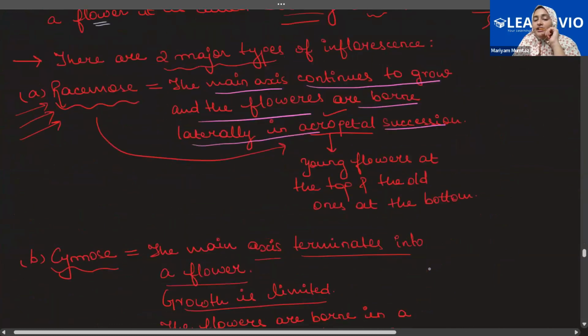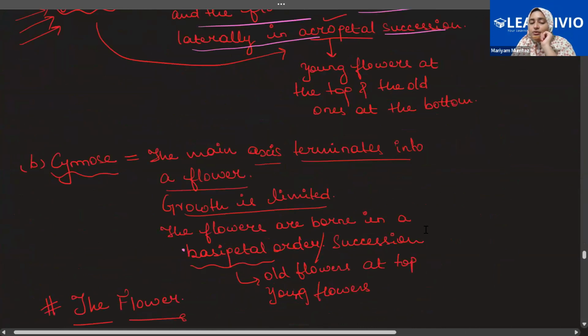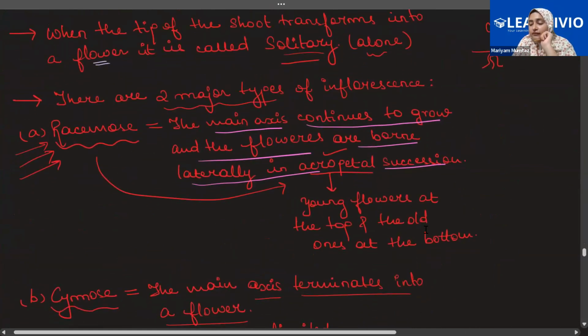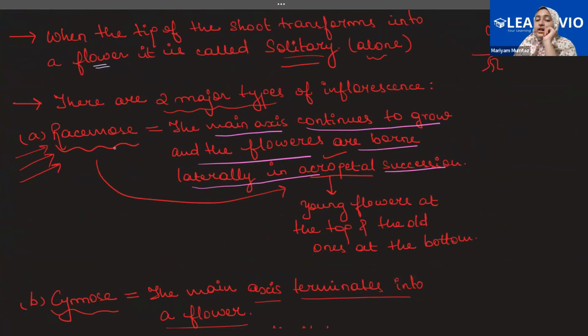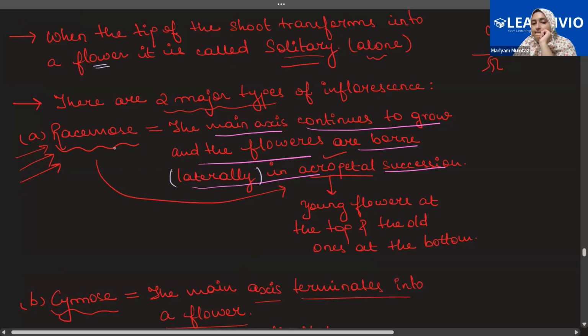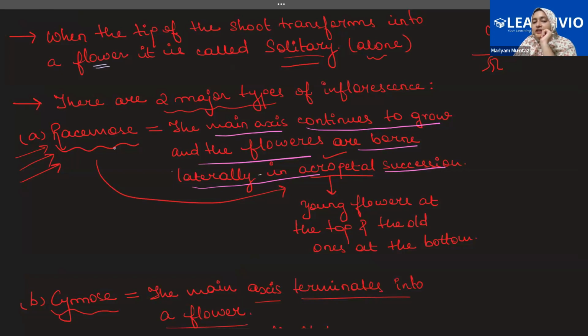Now, talking about the inflorescence, there are two major types of inflorescence. The first one is racemose, the second one is cymose. So racemose and cymose are the two types of inflorescence that we find in the flower. Now, when we talk about the racemose, what happens? The main axis continues to grow and the flowers are borne laterally in acropetal succession. Lateral, what is the meaning of a lateral position, students? If anything is lateral, then what does it mean in terms of English?